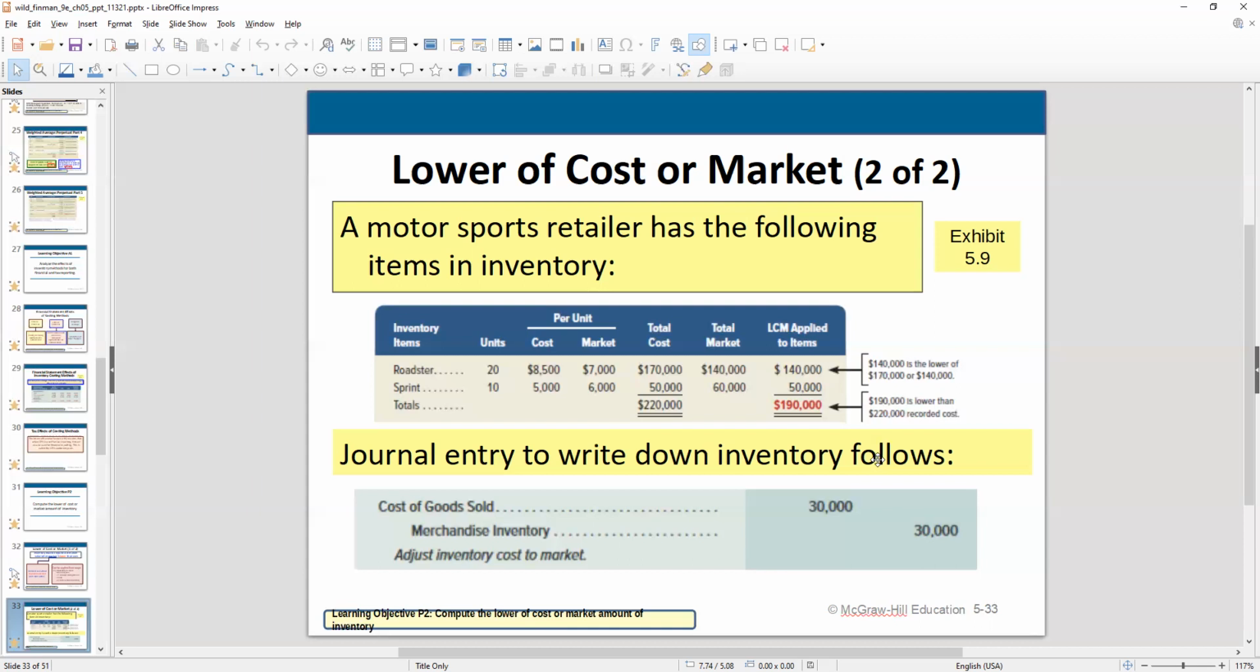And if you look at the journal entry right below it, we're going to debit cost of goods sold, 30,000, just like we would do if it was damaged goods. What are we going to do? Debit cost of goods sold. And then we're going to credit merchandise inventory, 30,000, to show that price reduction and bring our inventory dollars that we're carrying on the books at what it should be now that the market has dropped for the Roadster. Okay.